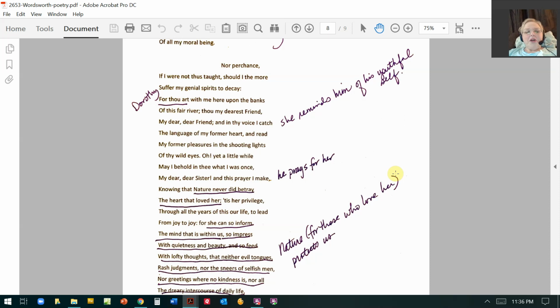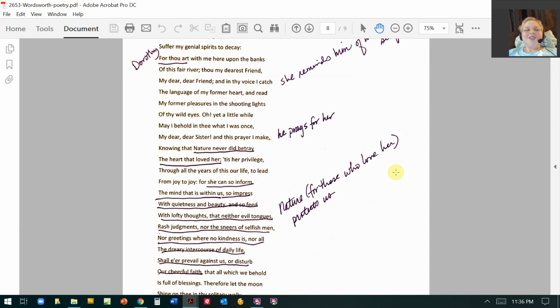And this is some more famous lines. He says, and a prayer I make, knowing that nature never did betray the heart that loved her. That's a famous line, right? And that nature, for those who love her, will protect us. So he says, nature can so inform the mind that is within us, right? So that's that inner mind.